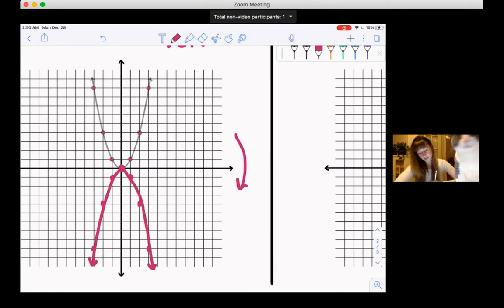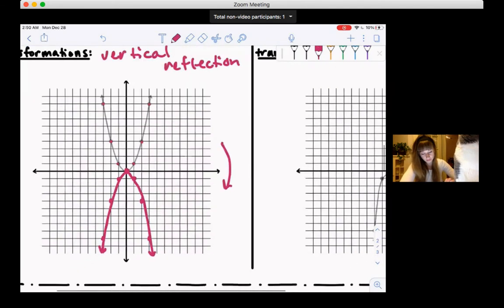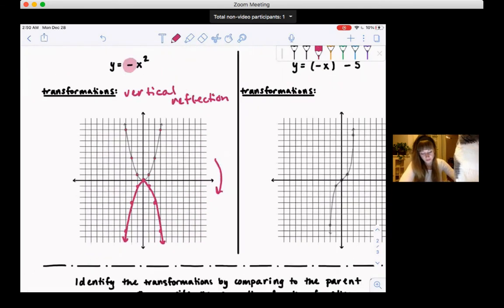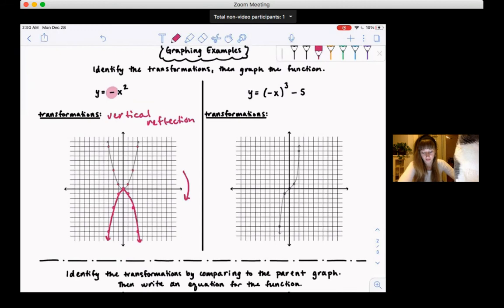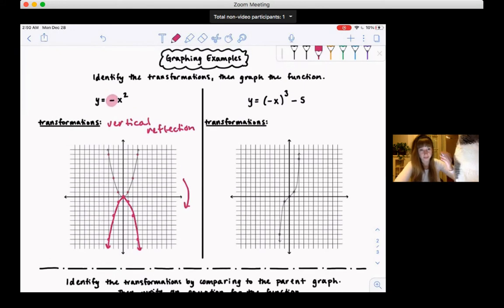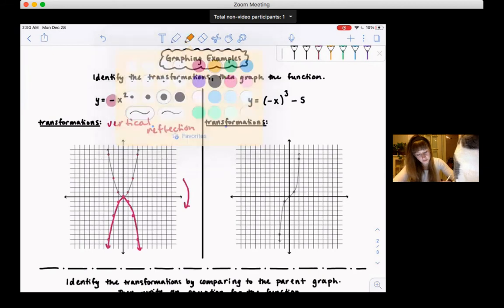All right, and there's our vertically reflected graph. Okay, so we created the mirror image over the x-axis. Flipped it down. All right, next one. So this has two transformations. We have a reflection and a translation.